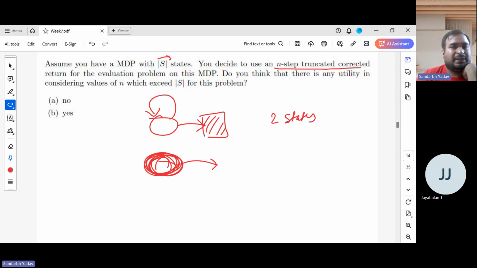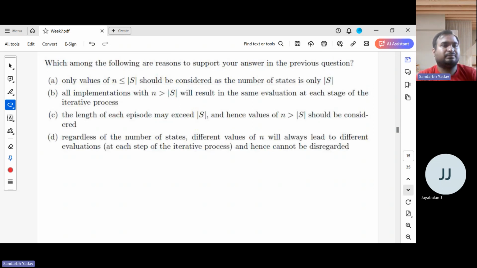So there is actually utility in considering values of n which can exceed this cardinality of states, because the trajectory can be longer than the number of states, and this usually happens because some of the states in between might be getting visited repeatedly. So the answer is yes, there is utility in considering values of n which exceed the number of states for this problem. This is just a simple example, and you can take other examples also. If there is no doubt, I'll move to the next question.